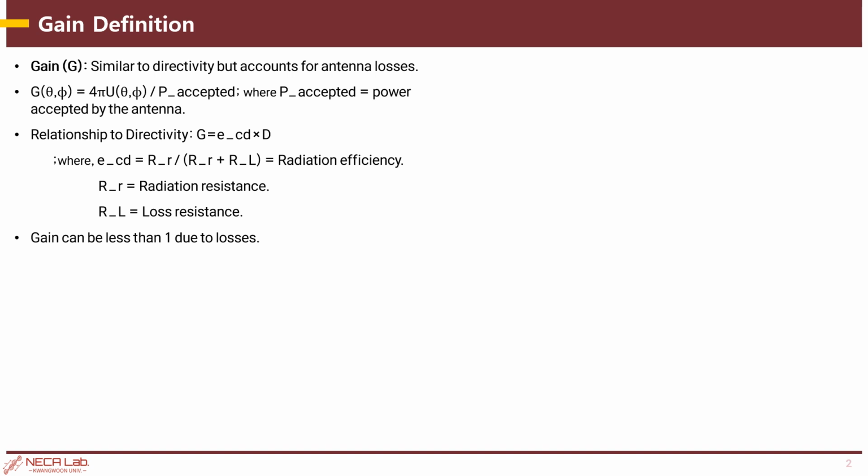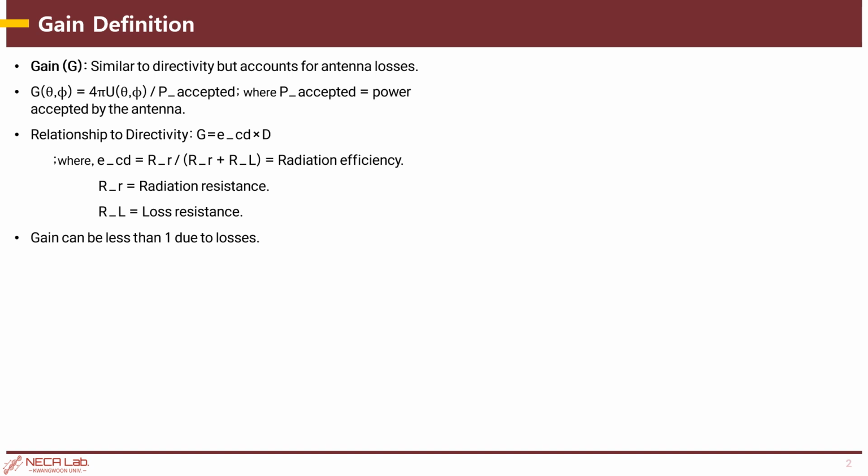In simpler terms, it tells us how well the antenna can convert the accepted power into radiated power, considering real-world losses. Mathematically, gain is expressed as G(theta, phi) equals 4 pi U(theta, phi) by P accepted, where P accepted is the power actually accepted by the antenna from the source.